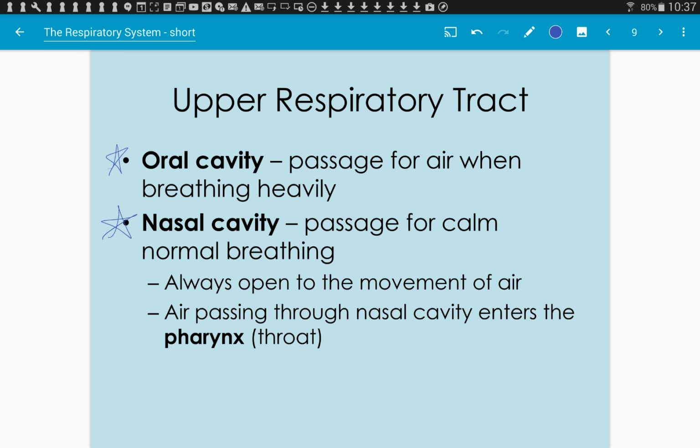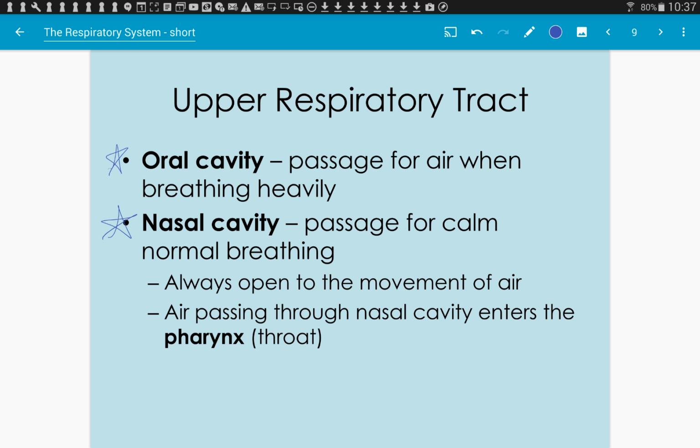But breathing through the mouth is for when you're breathing heavily, or exercising, or your nose is stuffed up, or if you're giving a lecture like Dr. Utt. It's easier for me to breathe through my mouth than to stop and breathe through my nose because I'm talking. So it depends on what you're doing. You can close your mouth to prevent air moving in and out, but your nasal cavity is always open for air passageway, unless you plug your nose, I suppose.